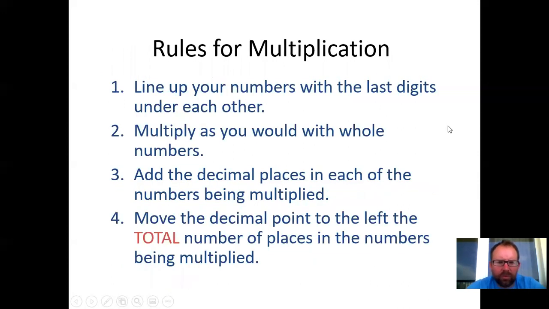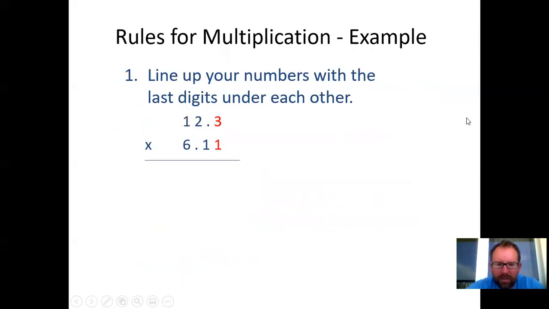All right, now rules for multiplication. Line up your numbers with the last digits under each other. Multiply as you would with whole numbers. Add the decimal places in each of the numbers being multiplied. Move the decimal points to the left, the total number of places being multiplied. Okay, so let's look at what that looks like. The difference here is you don't line up the decimals, okay? You just put everything as far to the right as you can.